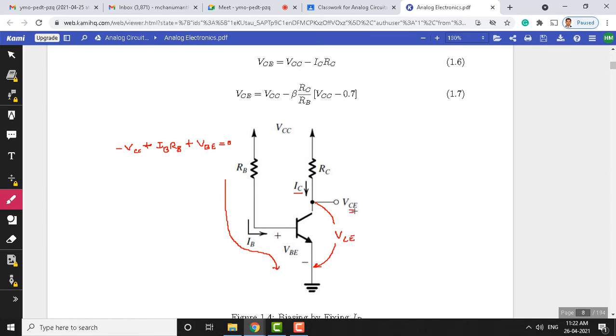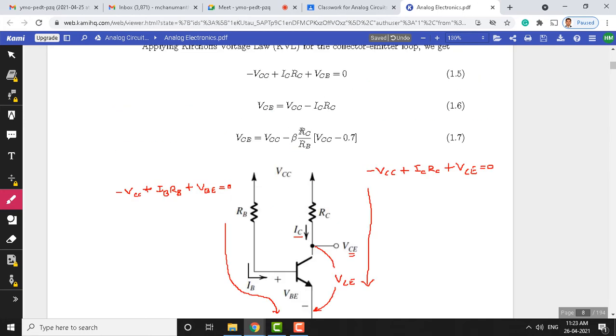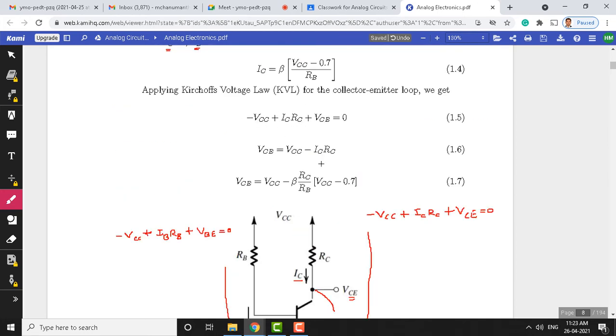Now, let us apply Kirchhoff voltage law in the collector emitter loop, the loop which is like this, starting from VCC here. You can see we will get minus VCC and the drop across RC, which is IC times RC, plus VCE equals 0. You can simplify that, as shown here. This is the Kirchhoff voltage law, the same equation which you can see here.